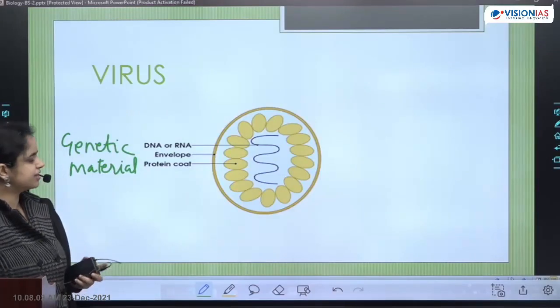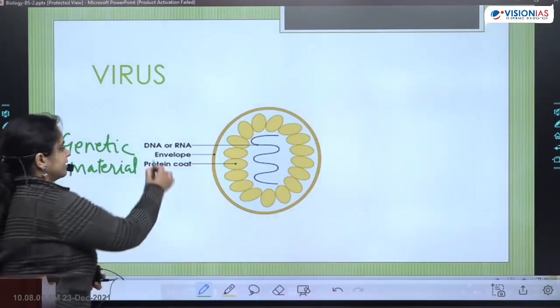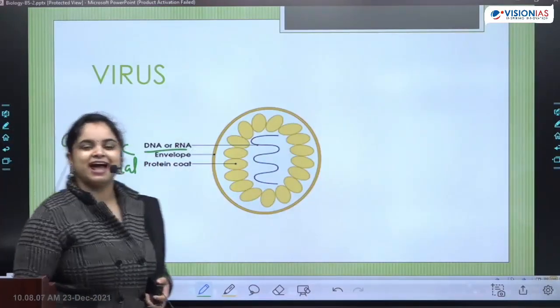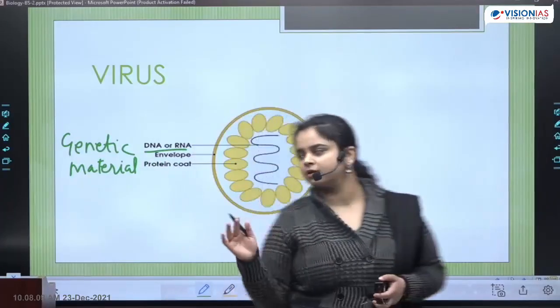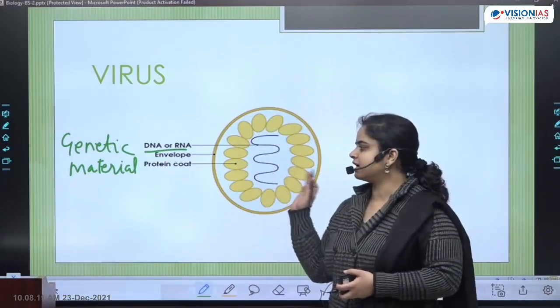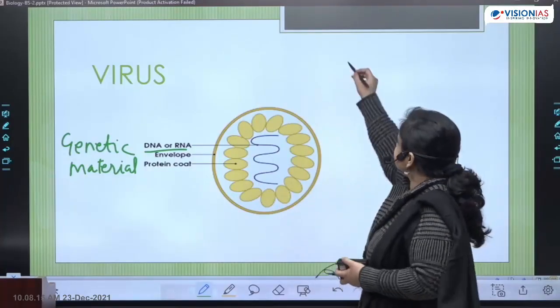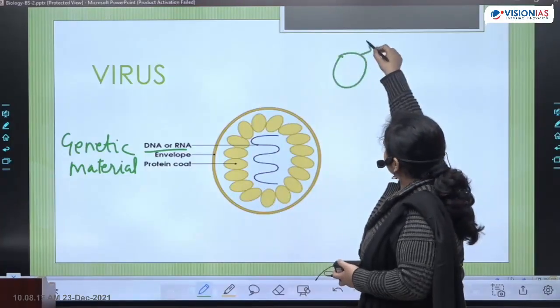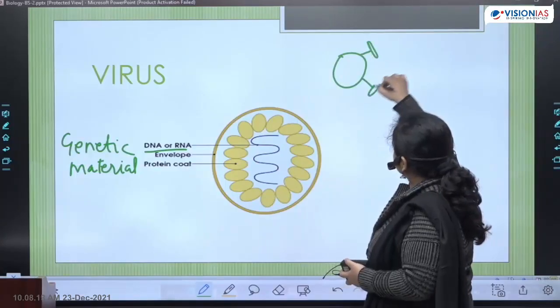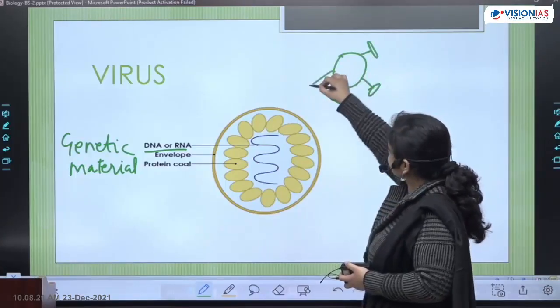A virus has its genetic material, DNA or RNA, any of it. It has its own unique protein coat. Okay, so you might have seen the structure of coronavirus, its images, its structure is something like this.